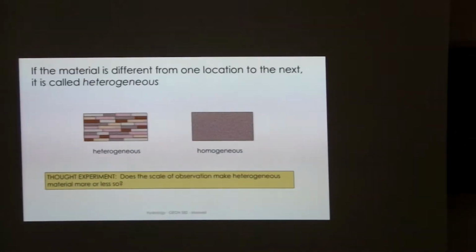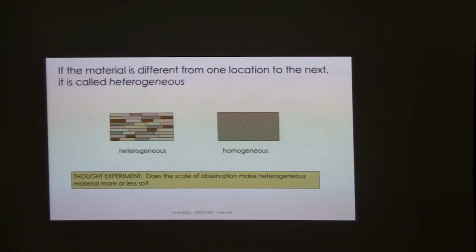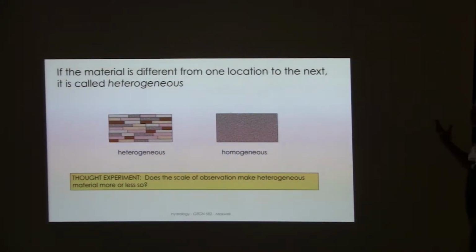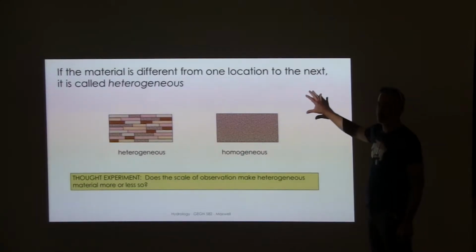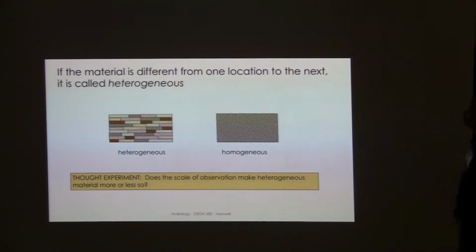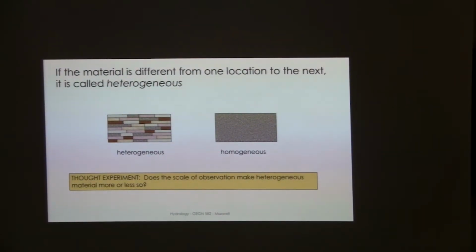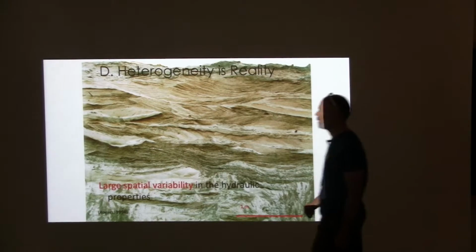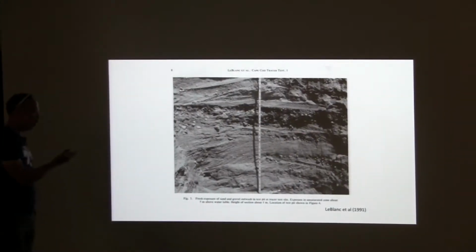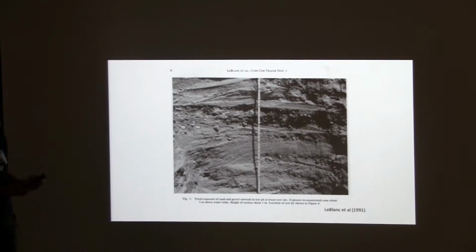So let's get to part D, heterogeneity. Jot down, of course, if our material is different from one location to the next, it's heterogeneous. Now your thought experiment: does the scale of observation make heterogeneous material appear more or less so? Okay. Part D, heterogeneity is reality. We can look at this in a stream bed cross-section. We can look at this in Cape Cod. This is just for you, Comedy.